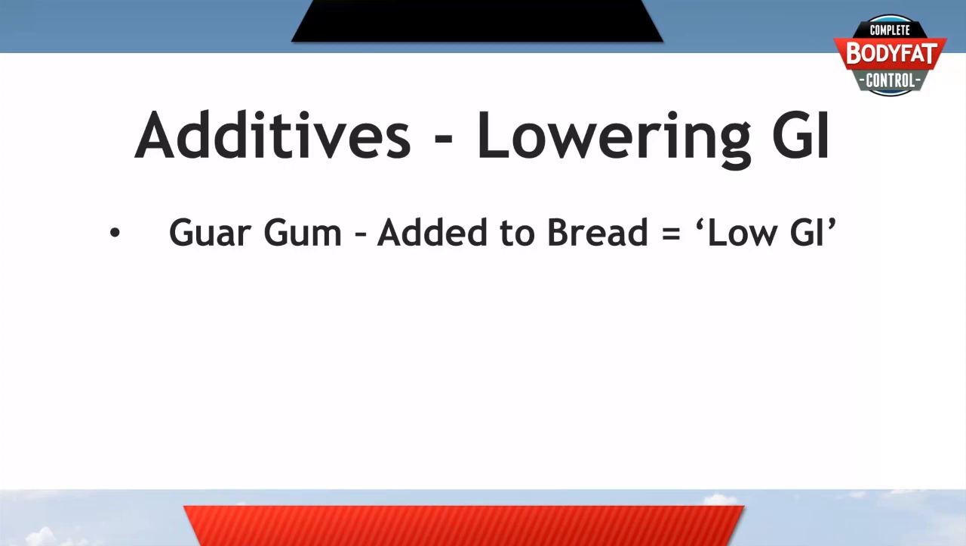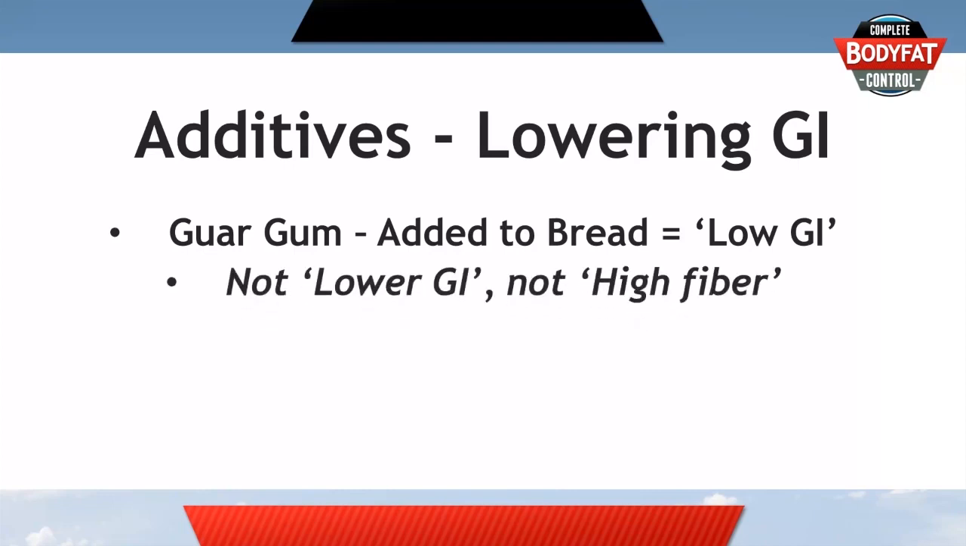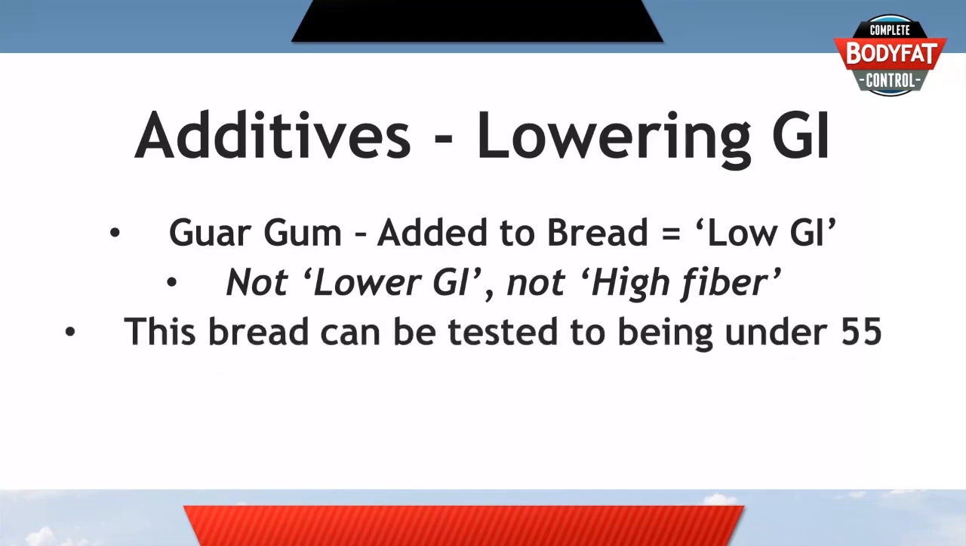Now, these are very, very specifically produced breads. These aren't a quote-unquote lower GI bread. They aren't a high-fiber bread. Nothing like that. These are being produced so that they genuinely can be tested and be found to be under a GI of 55. So if you don't find it, you know what? It might not be near you just at this minute, but most likely this kind of idea will spread over the next year, next 2 years, and that kind of thing.